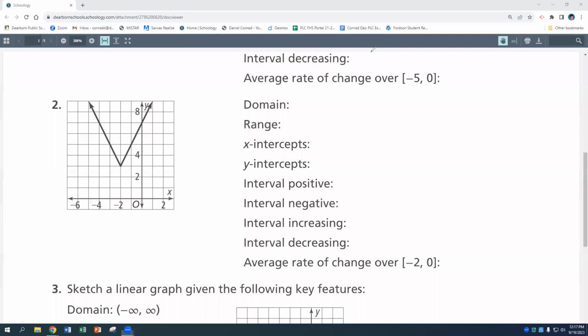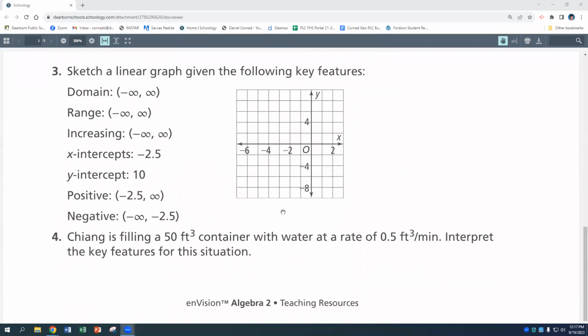All right, and then the last one here, number 3. Okay, we want to sketch a line, right? So the domain and range are both negative infinity to infinity. It's increasing, so we have all this information. The first thing I'm going to do is look at my x-intercept. So I have one x-intercept at negative 2.5, so I'm going to put a point there. Okay, and I have a y-intercept at 10. So that's way off the map.